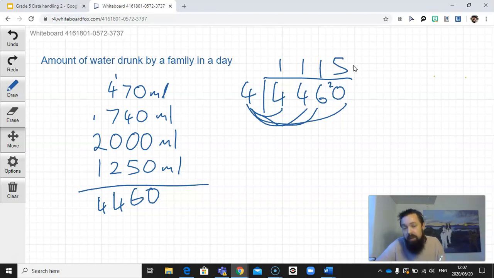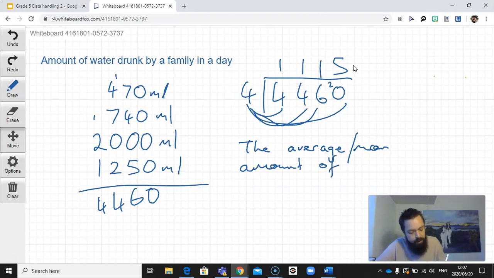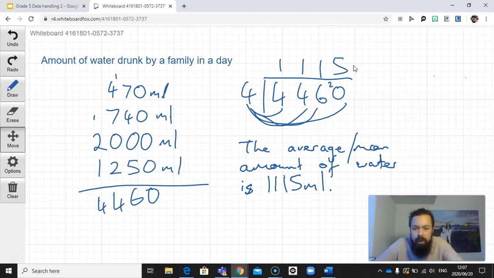So I'm going to use the word average just because they're interchangeable. The average or mean amount of water is 1,115 milliliters of water a day. Okay, and that's the mean. So we add and we divide for the mean. And that's basically what I'd like you to take away from this lesson.